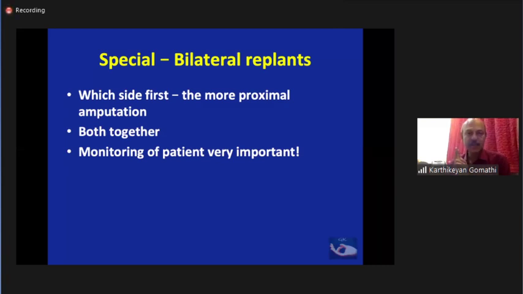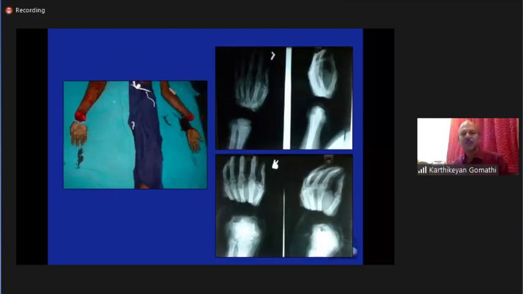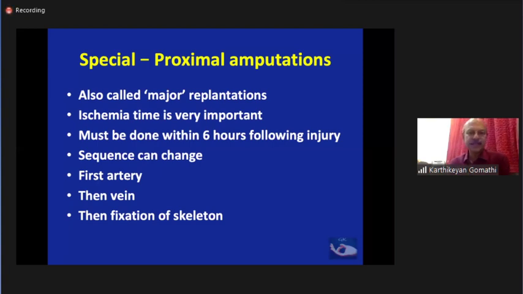But even if you do both replants together, please remember one point: do not release the clamps on both sides at the same time, because it will cause a massive influx of toxic metabolites and lead to a very severe problem in the patient. So monitoring of the patient, the hydration status are very important. So in a bilateral replantation, if you have got enough personnel and teams and you can coordinate the teams, you can do both together.